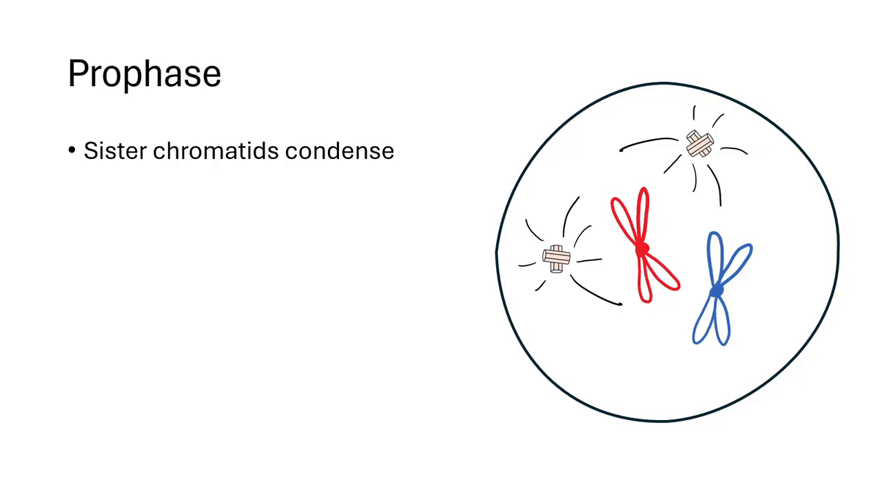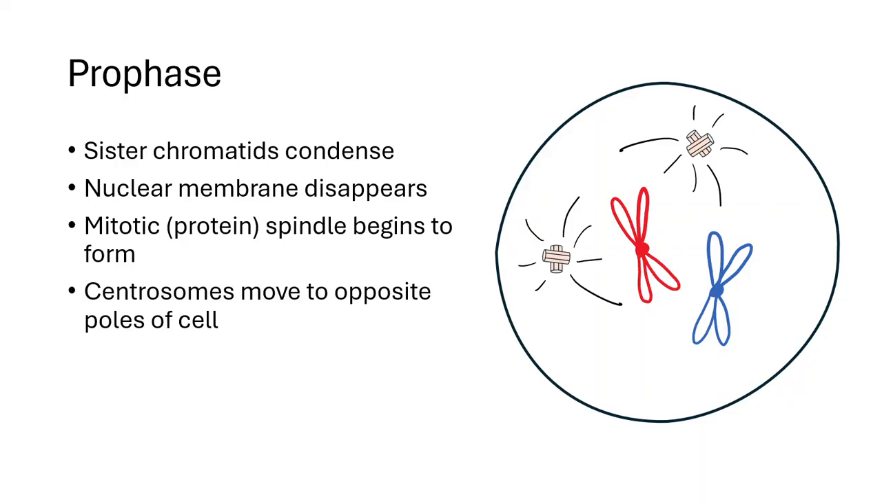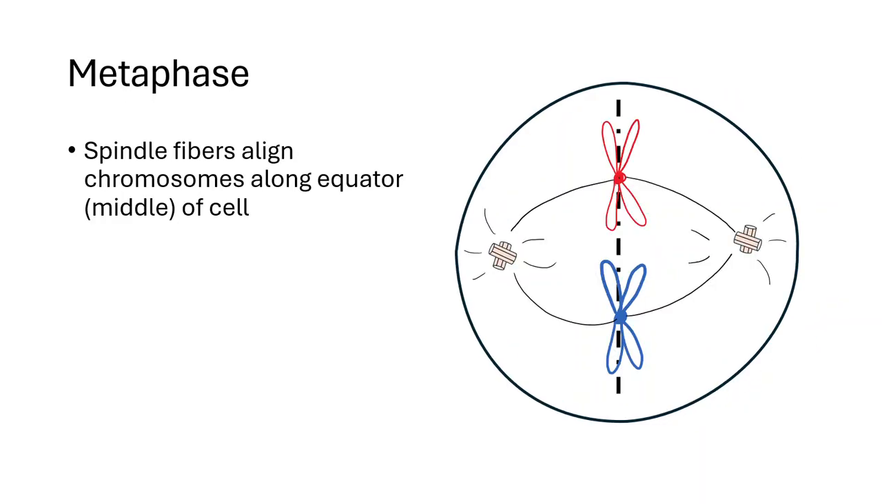So during prophase, a number of things happen. First, the sister chromatids are going to condense, and you're going to actually see those X-shaped chromosomes that we're used to thinking about. The nuclear membrane disappears, so the nuclear envelope goes away. That way there's enough room to separate these chromosomes, and you can separate them into different cells without the nuclear envelope getting in the way. The mitotic spindle, also known as the protein spindle, begins to form between the centrioles. The centrioles and centrosomes move to opposite ends of the cell.